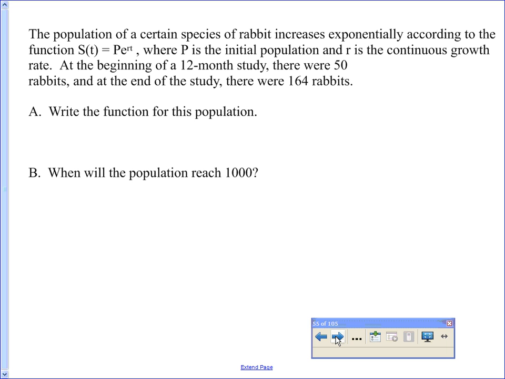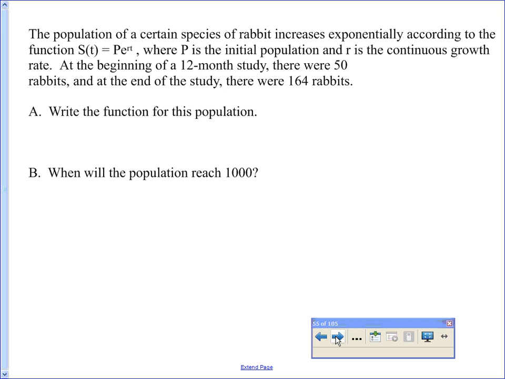All right, another word problem here. We've got the population of a certain species of rabbit increases exponentially according to the function S of t is equal to p times e raised to the rt. P is going to be the initial population. R is the continuous growth rate. This is going to be a 12-month study, and we started with 50 rabbits, and at the end of the study, we ended up with 164 rabbits.